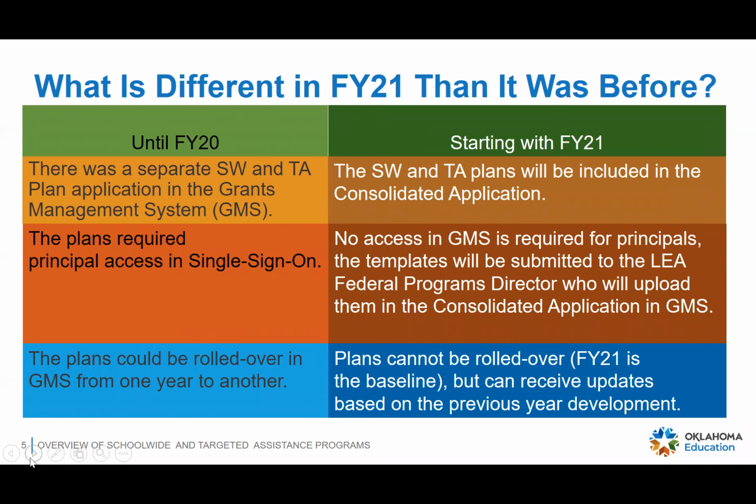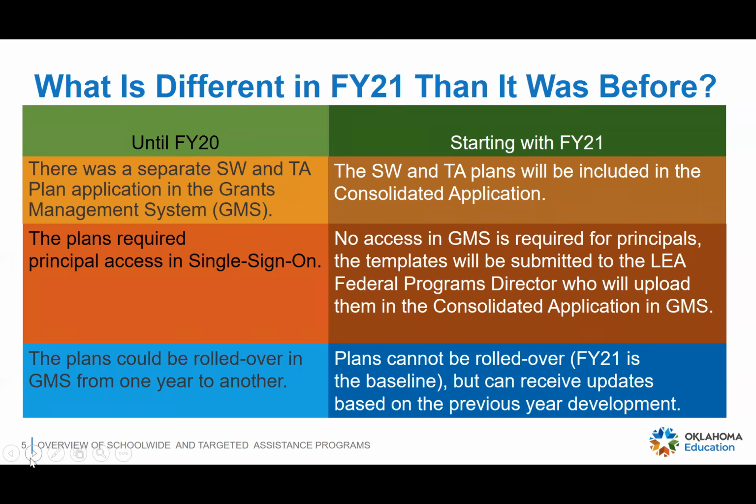As you all know, there is a new format that's used for the Title I school-wide and targeted assistance plan in FY21. So what is different in FY21 than it was before? Until FY20, so until last year, there were separate school-wide and targeted assistance plan applications in the grants management system. Starting with this fiscal year, FY21, the school-wide and targeted assistance plans will be included in the consolidated application.